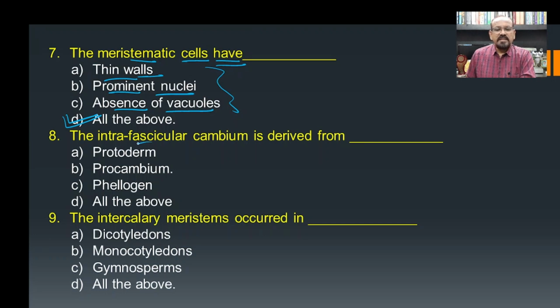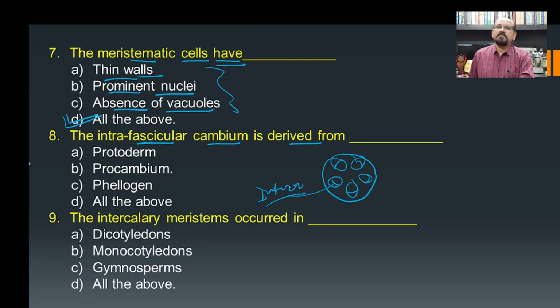The intrafascicular cambium is derived from, if you see the vascular bundles of the dicot, there is the presence of cambium cells inside the vascular bundle, and these are known as the intrafascicular cambium, and this cambium is derived from procambium, which is the primary cambium.